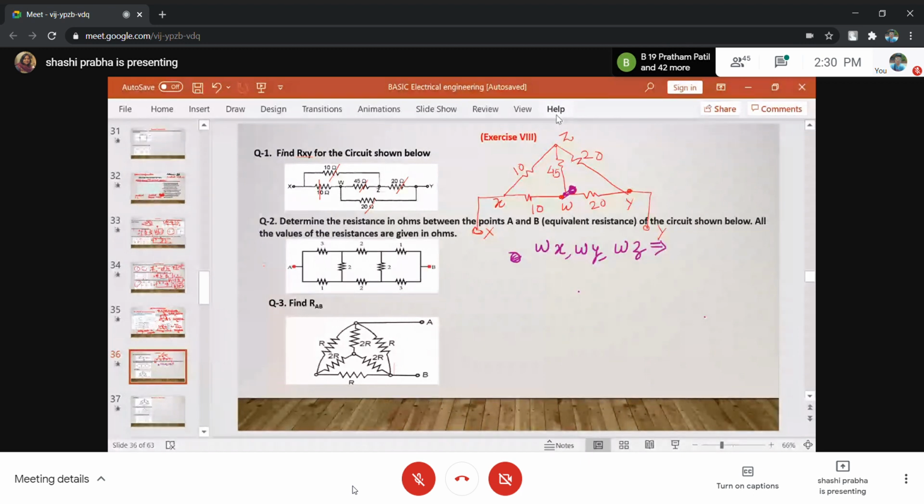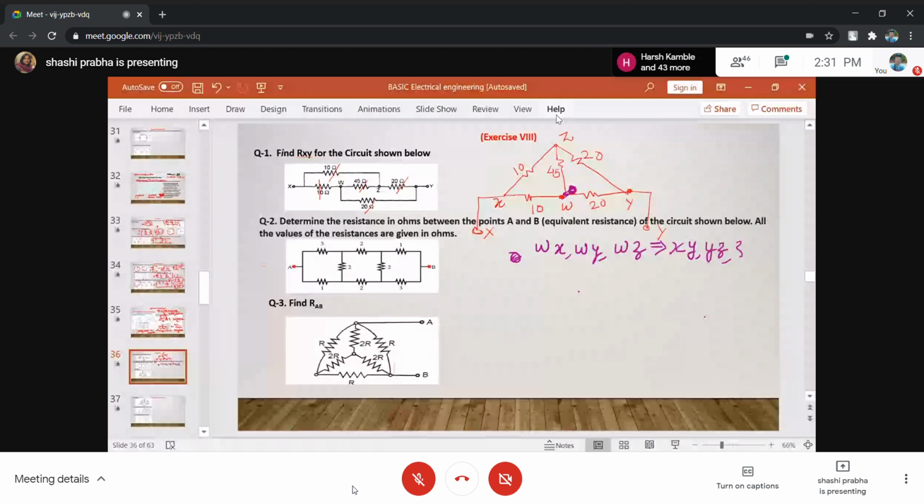Leave W. So the branches are XY, YZ, and ZX. Leave W. So which are the branches from star to delta? Star are WX, WY, and WZ. And which are the delta branches which we get? See from here: XY, YZ, and ZX.